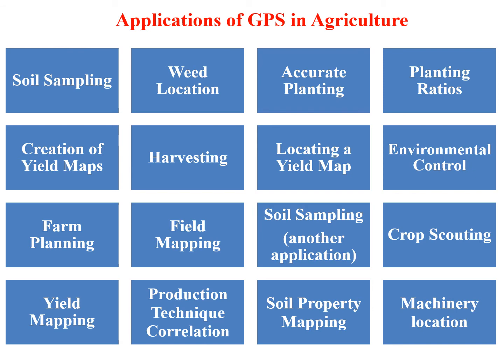Correlation of production techniques with crop yields. GPS can be used to make correlation of the production technique that was used over a given piece of land and the crop yields after a given period of time. This information can then be used to determine the viability of a given technique.